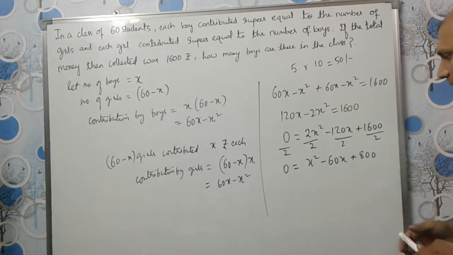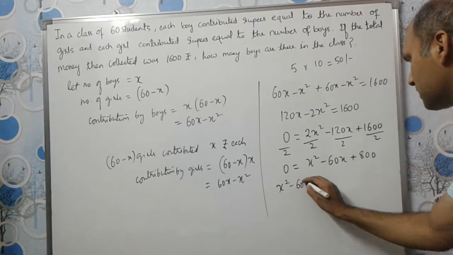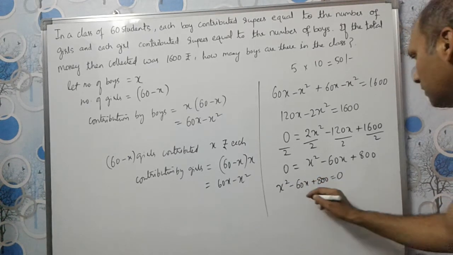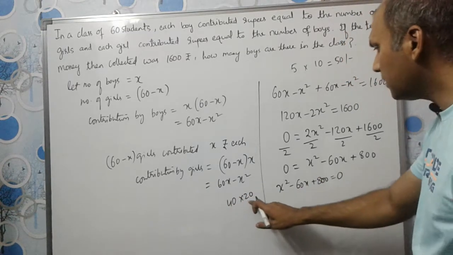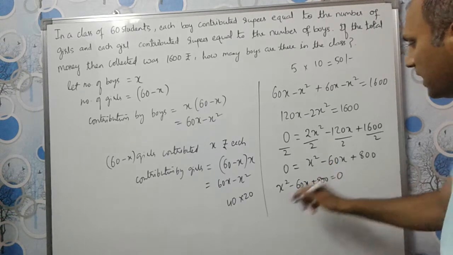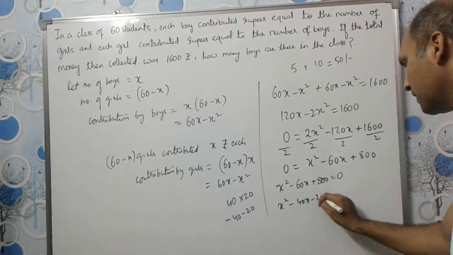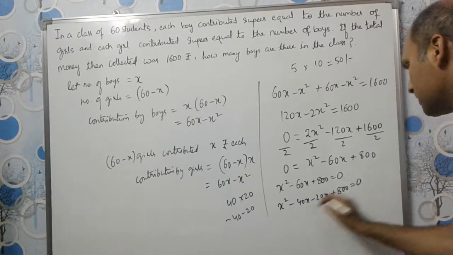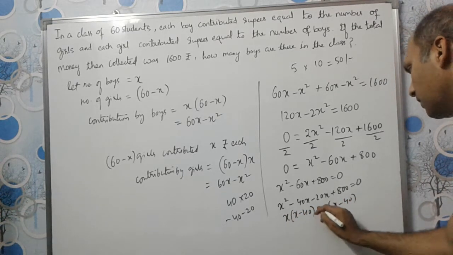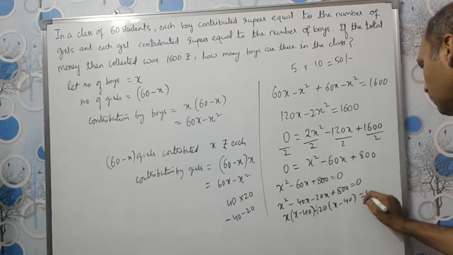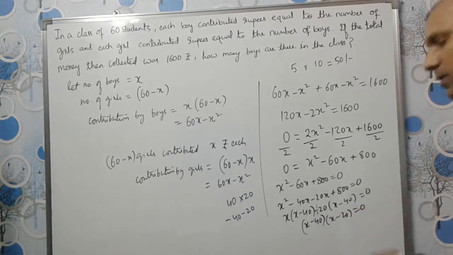Now if you factorize this 800, 40 and 20 will work, right? So we have x square minus 60x plus 800 is equal to 0. Factors of 800 are 40 and 20, and 60 can be written as minus 40 minus 20. So let us write it: x square minus 40x minus 20x plus 800 is equal to 0. So this will give us x minus 40, and here also x minus 40 outside the brackets, minus 20. So this will be x minus 40 multiplied by x minus 20 is equal to 0.